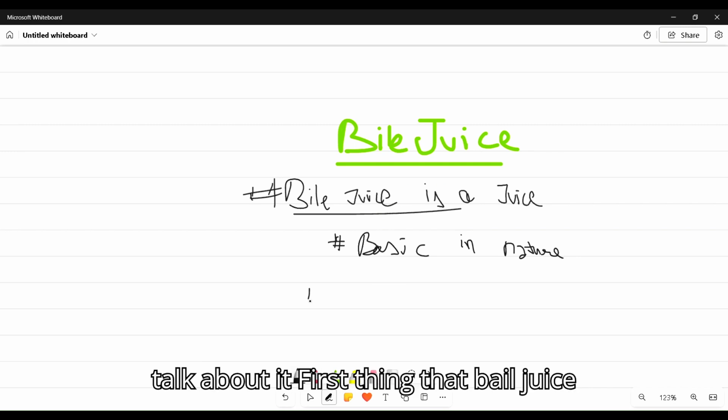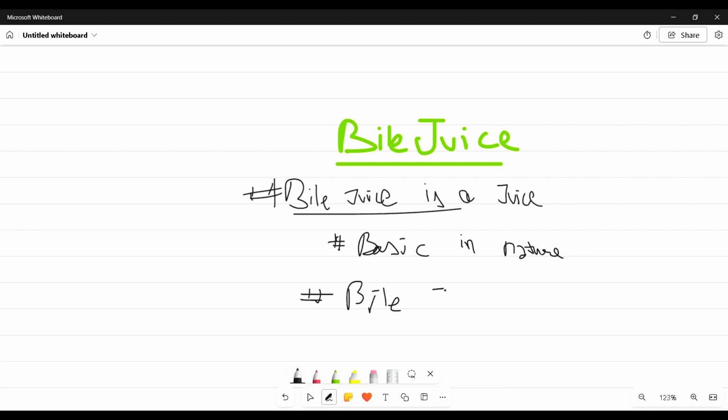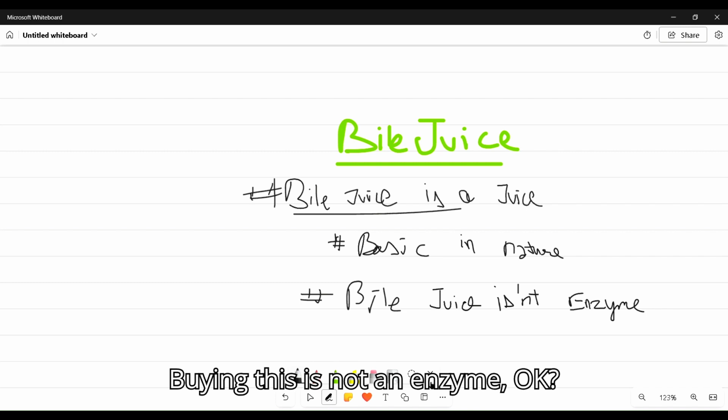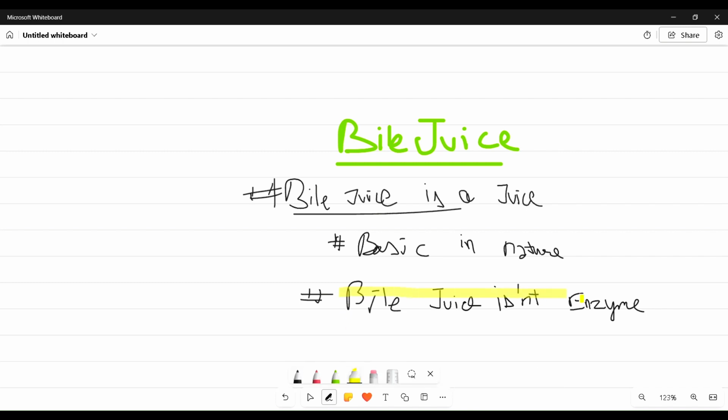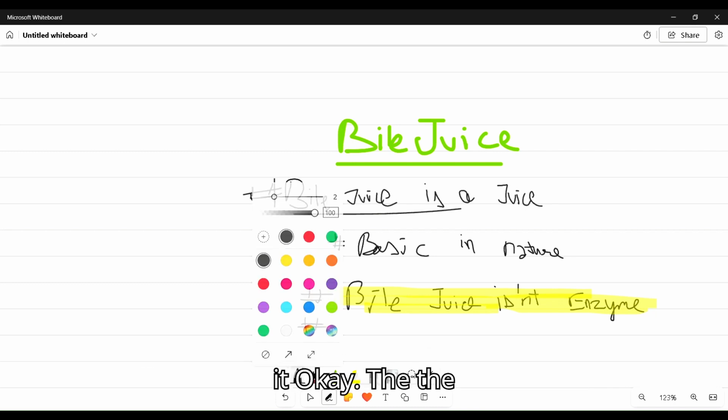First thing, bile juice is not an enzyme. This is the most important thing. Bile juice is not an enzyme. Okay, this is very important. Then if it is not an enzyme, then what is it?